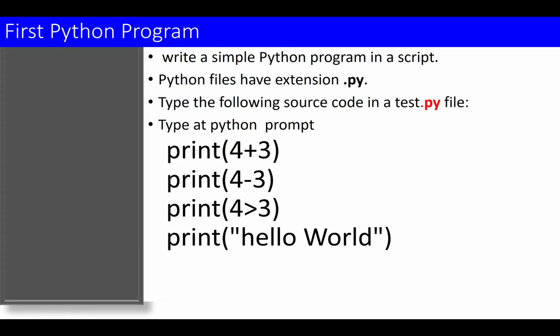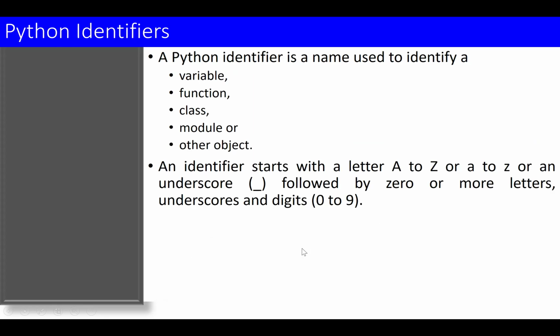Then it is very simple to write a Python script. Basically, Python programs have the extension .py. So let us write a source code file, test.py. Write at the Python prompt: print 4 plus 3. What is the answer you will get? You will get 7. Print 4 minus 3, you get 1. Print 4 greater than 3, it returns True. Then print hello world, and you will get hello world as output.